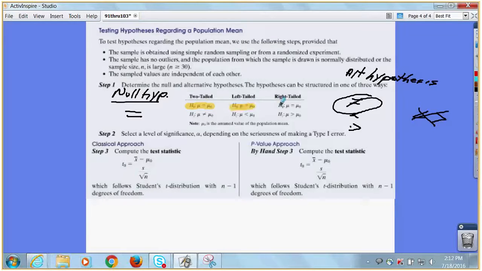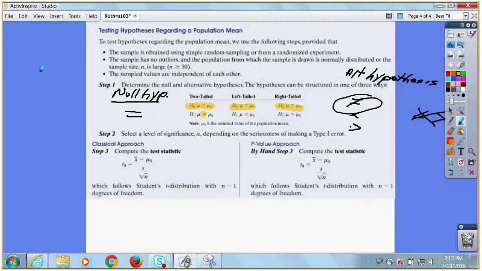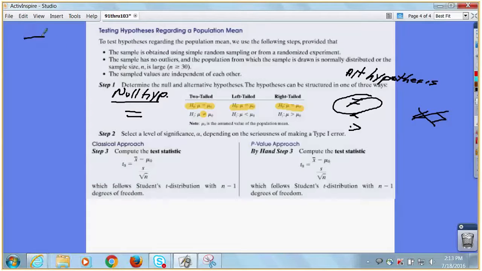Your null hypothesis really doesn't change, whether it's a right tail test, a two tail test, or a left tail test. Now, if you have a non-equal, that's going to be two tails. So non-equal will be a two tail test. When you see not equal, then you have a two-tailed test.